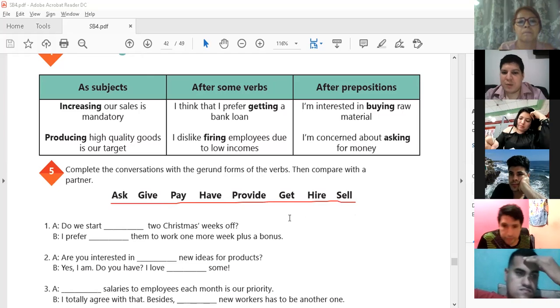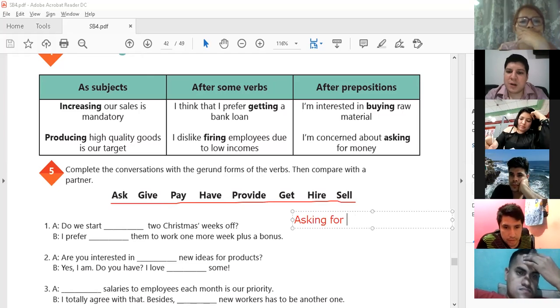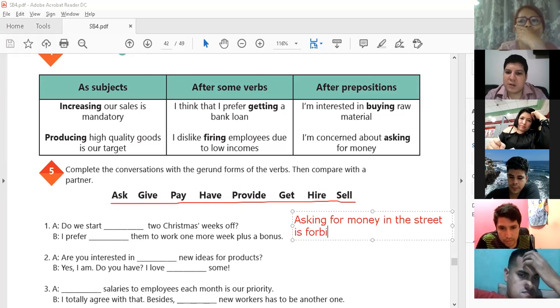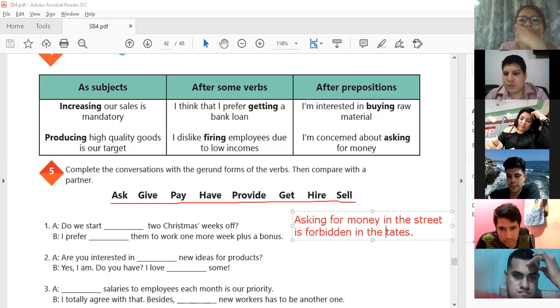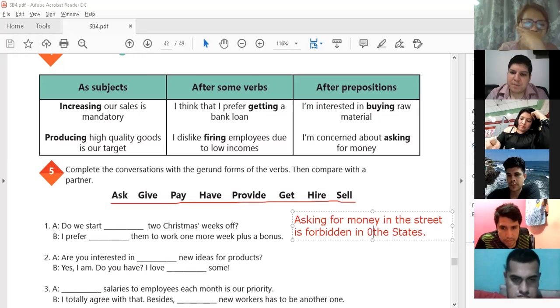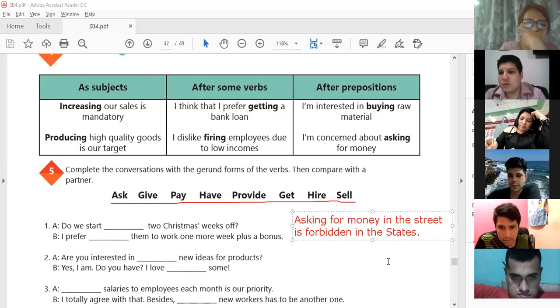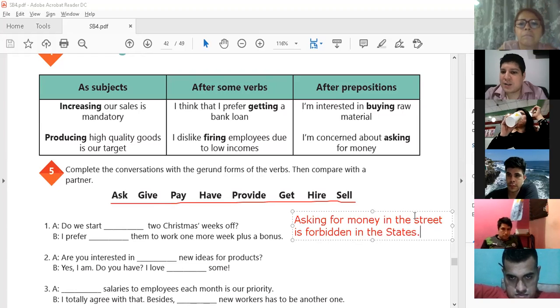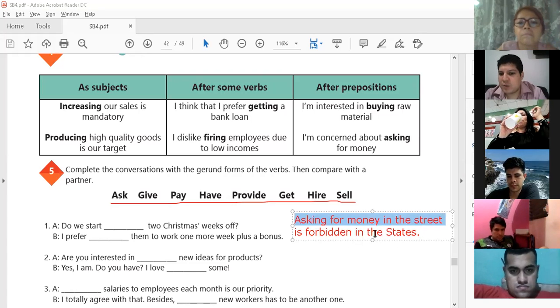I'm going to give you an example. Asking for money in the street is forbidden in the States. Pedir pisto en la calle es prohibido en los Estados. En algunos. Se lo llevan. Y créanlo o no, les dan casa, les dan comida y hasta les ayudan a conseguir un trabajo. So, asking for money. Todo esto es el sujeto. Pedir pisto en la calle es prohibido en los Estados.